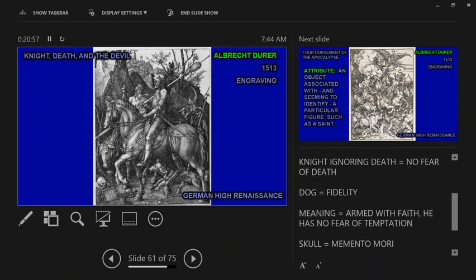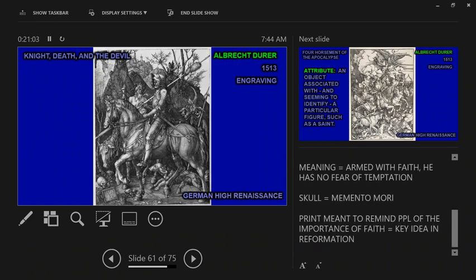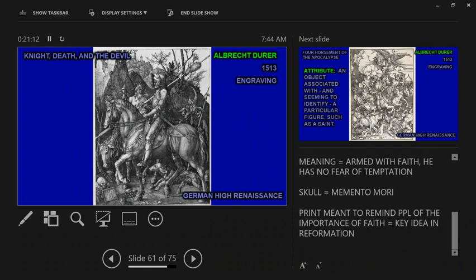We have a dog underneath that is a symbol of fidelity, faithfulness for the knight, and being faithful to God. And the meaning of this print is that armed with faith, he has no fear of temptation. And again, we have a memento mori down in the lower left with that skull.